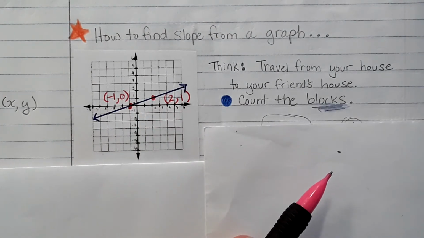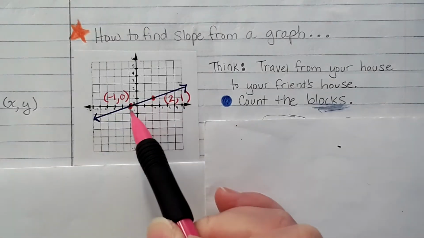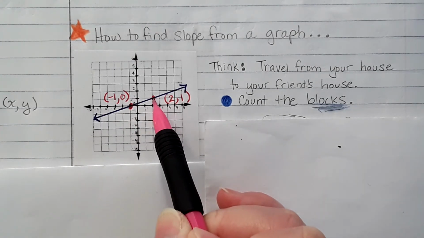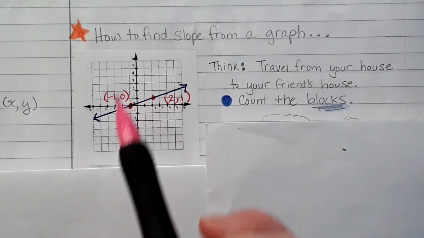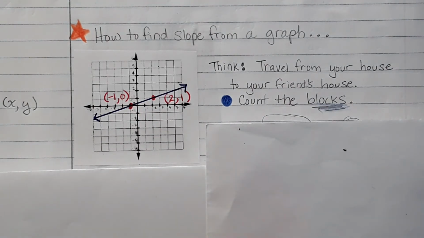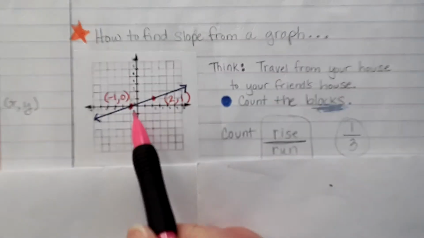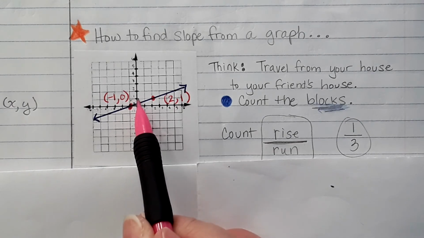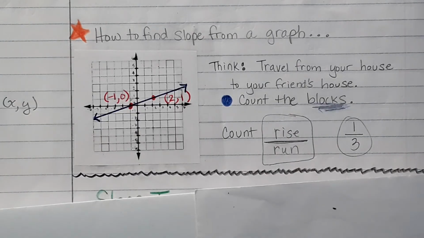So count the blocks. Another trick, if you think going from your house to your friend's house, is that once you go to this corner here, you're not going to suddenly teleport from your friend's house and count this way. You're going to count in a single direction, just like I was mentioning about with the pencil. So when I count rise over run, I count rise 1 block up, run 3 blocks to the right. The slope is 1 over 3.